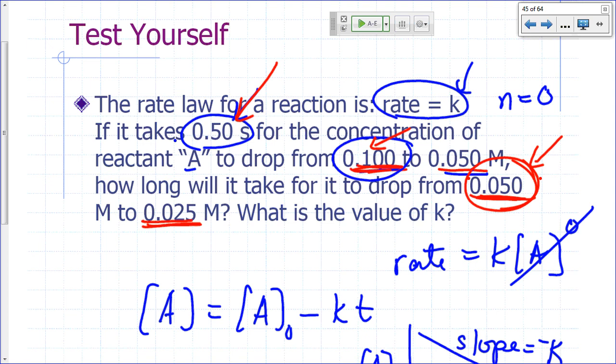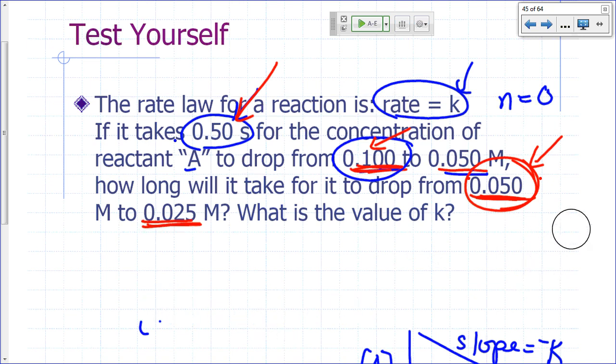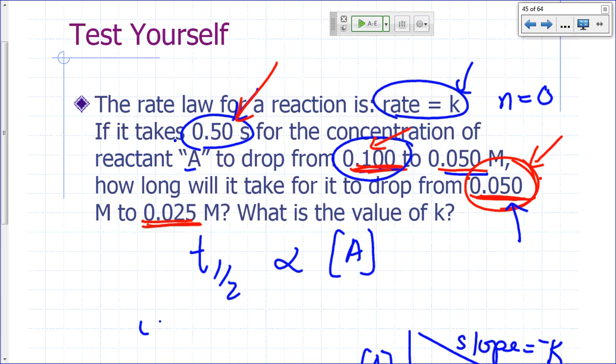It gets shorter, okay? So we say the half-life is directly proportional to the starting concentration, okay? Your half-life, since it's zero order, is directly proportional to the starting concentration. So if I'm starting from 0.05, it's only going to be 0.25 seconds, okay?